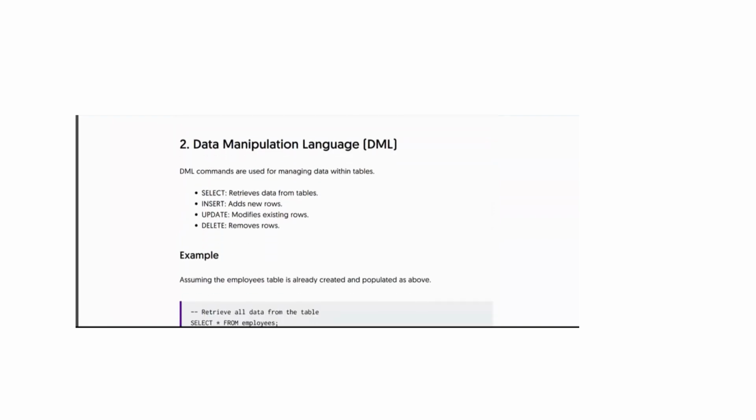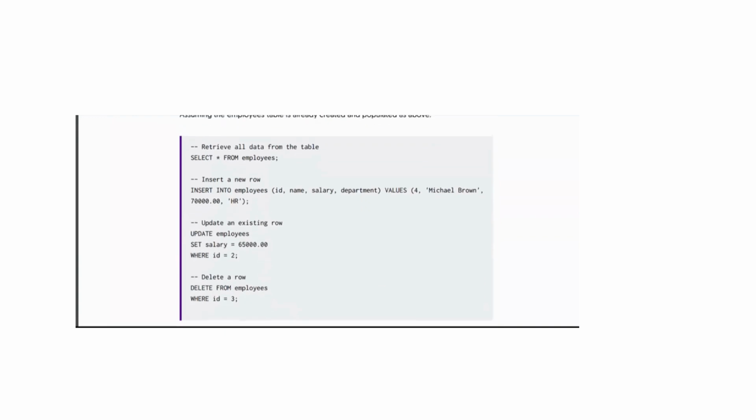Now coming to data manipulation language. DML commands are used for managing data within tables using select, insert, update, and delete commands. Select retrieves data from tables. Using insert, you can add data in the form of rows to the table. Update modifies the records in the table. Delete removes particular records from the table.